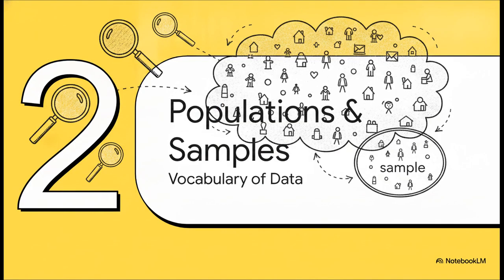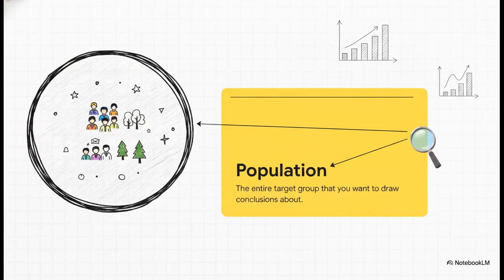Moving right along to section 2, populations, samples, and bias. This is where we build our data vocabulary. First up, the population. And hey, in statistics, this doesn't just mean the number of people living in a city. Whether you're studying all the 7th graders in your district, every single registered voter, or literally every pine tree in a forest, the population is the complete, exhaustive group you're investigating. It is the everyone or everything of your specific question.